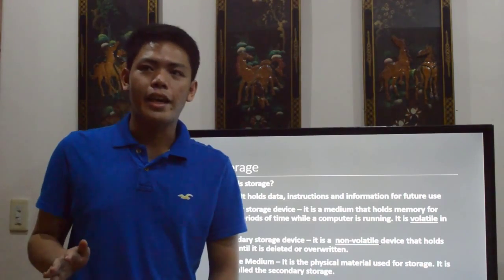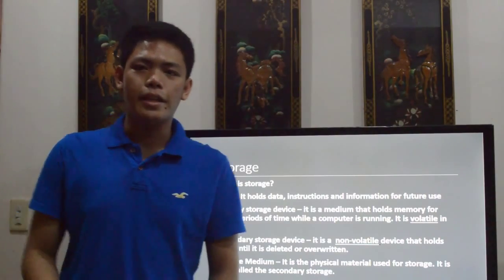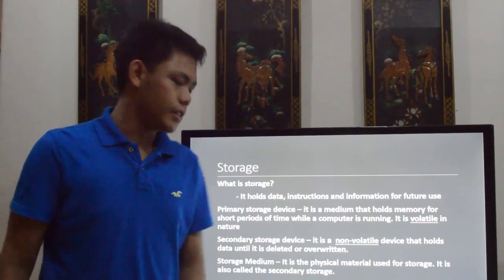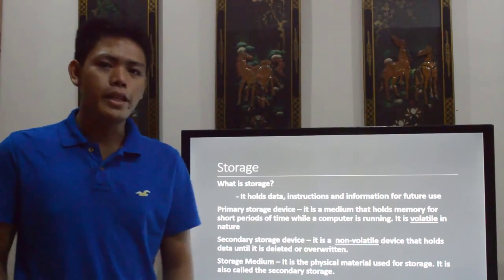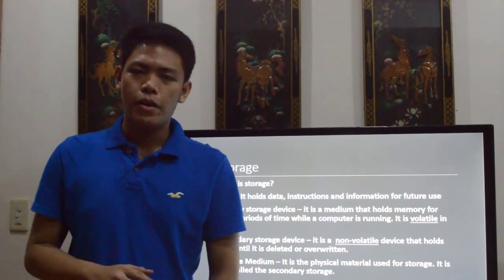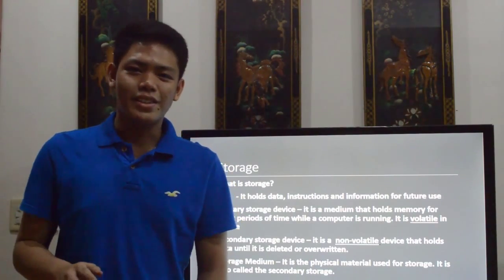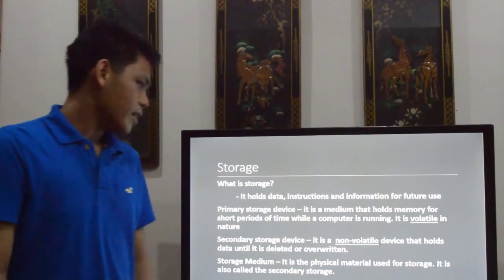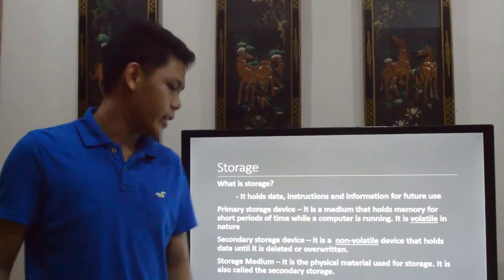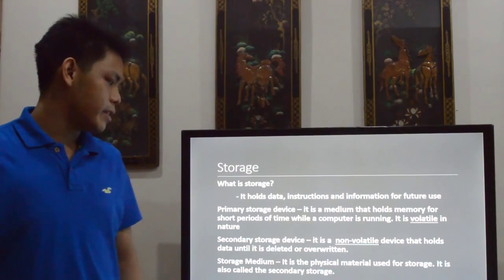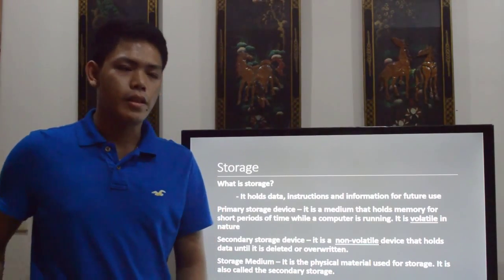When you say volatile, when the computer is turned off, all data that is loaded inside the primary storage will be erased. Now, the secondary storage device is a non-volatile device, meaning even if the computer is turned off, all data and instructions that are stored in the secondary storage device will not be erased. It is a device that holds data until it is deleted or overwritten. Storage medium is the physical material used for storage, but it is also called the secondary storage device.